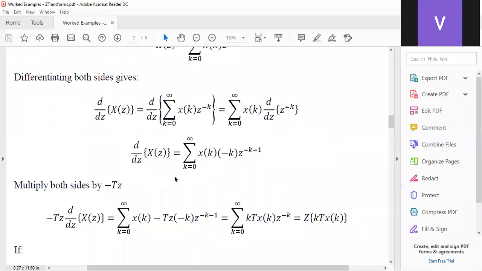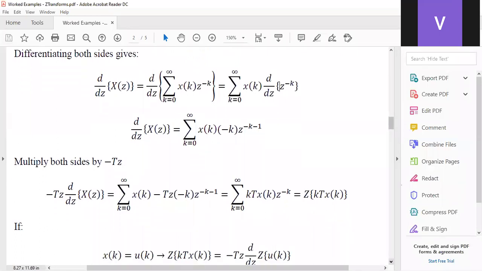minus tz. And sorry, I just want to connect my laptop to a charging source because it just brought the light.